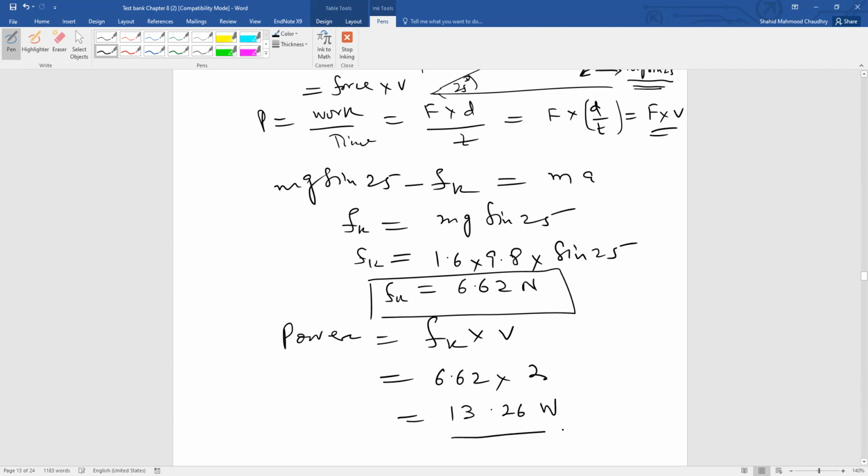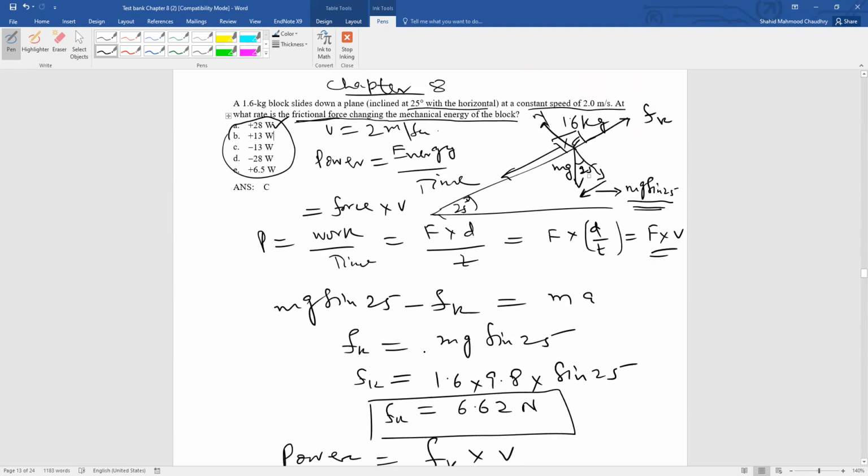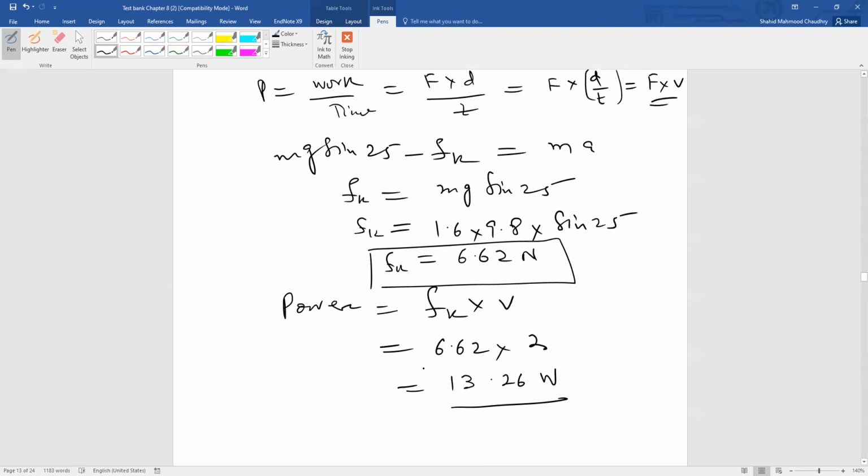13.26 watt. Now we want to write and check the answer. You can see here the answer is plus and here the answer is minus. But you know that the work done by frictional force is always negative. So that's why we put negative here. So this is the answer.